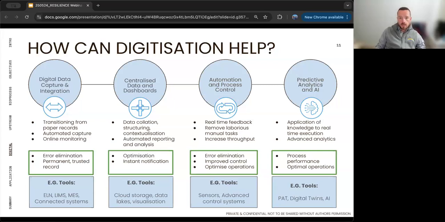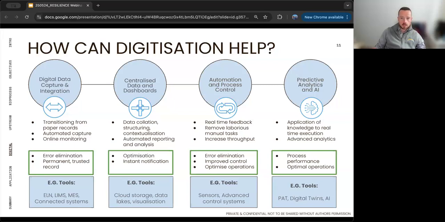And then looking forward, we have predictive analytics and AI. So there are some tools available at the moment, but the potential of this technology would allow a true optimal process to be executed to the highest standard every time. But this requires knowledge, systems, and approaches that we just don't have yet.